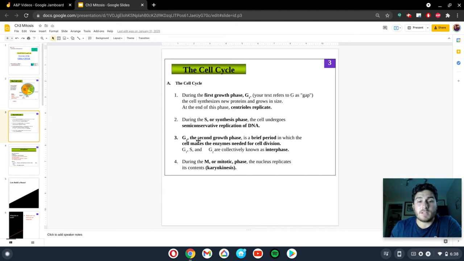G2 phase is the second growth phase. So this is going to be we grow once, we get our DNA, and then we grow a second time. In this phase, this is when the cell is going to make enzymes that we need for the actual cellular division. All right. All three of these components here are known as interphase, which we'll talk about more in the next slide. Once you do all that, you can do mitosis. All right. So let's talk about interphase in more detail.